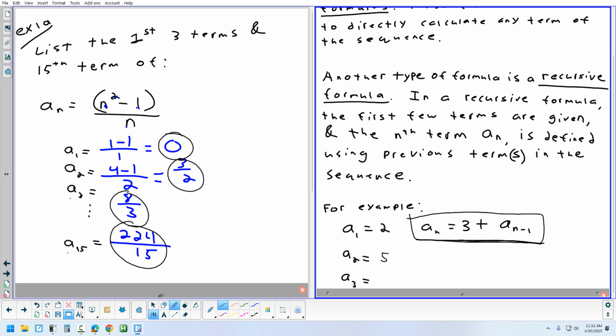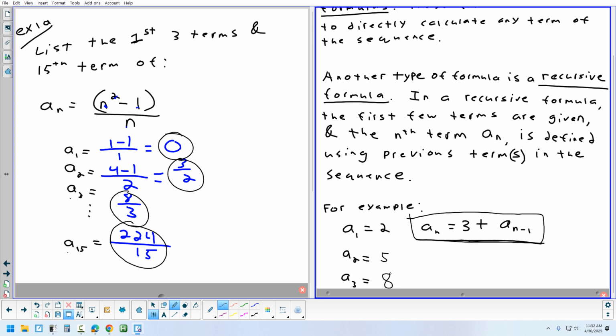What about the third term? Add 3 to 5, so we get 8. And now if I wanted to jump all the way to the 100th term, I'd take the 99th term and add 3. But I don't know that one, so then I have to find that one, which is the 98th term, plus 3. So I'd have to go through all those numbers.